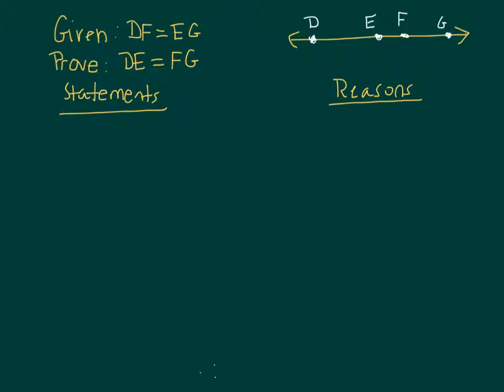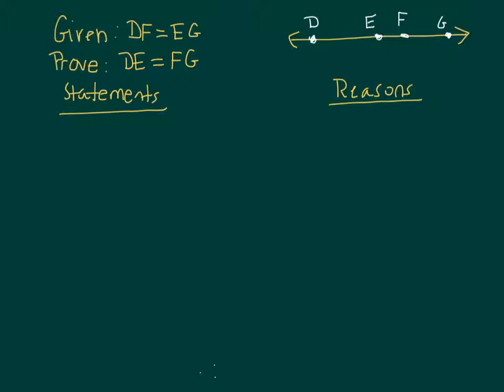Everybody, I thought I'd make a video to help you with either GRPSS or GRAPS, and we'll determine which one we need in a moment. Take a look at what we've been given. We've been given that DF is equal to EG, so the length of DF equals the length of EG, and we need to prove DE equals FG. DE equals FG. So let's take a closer look at that.